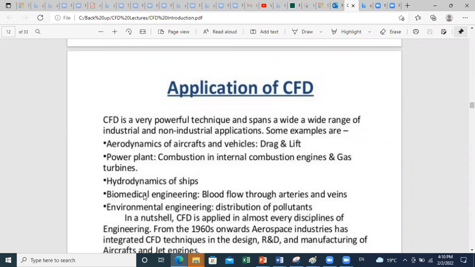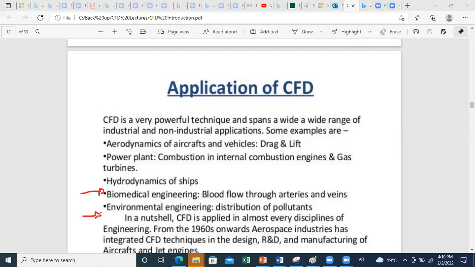Another application of CFD is hydrodynamics of ships. So we can study the hydrodynamics and design ships correspondingly. Also, CFD is widely used in biomedical engineering. So we can study how blood flows through arteries and veins.